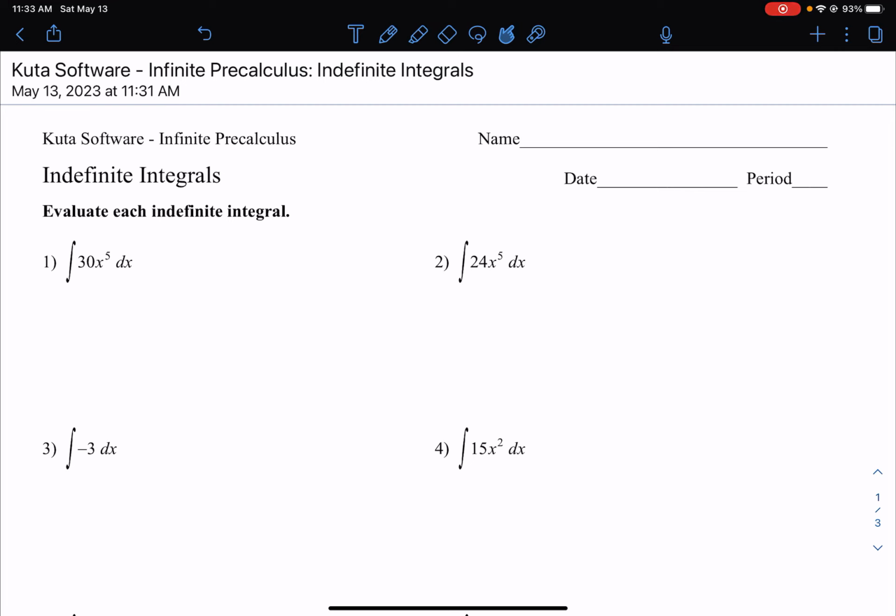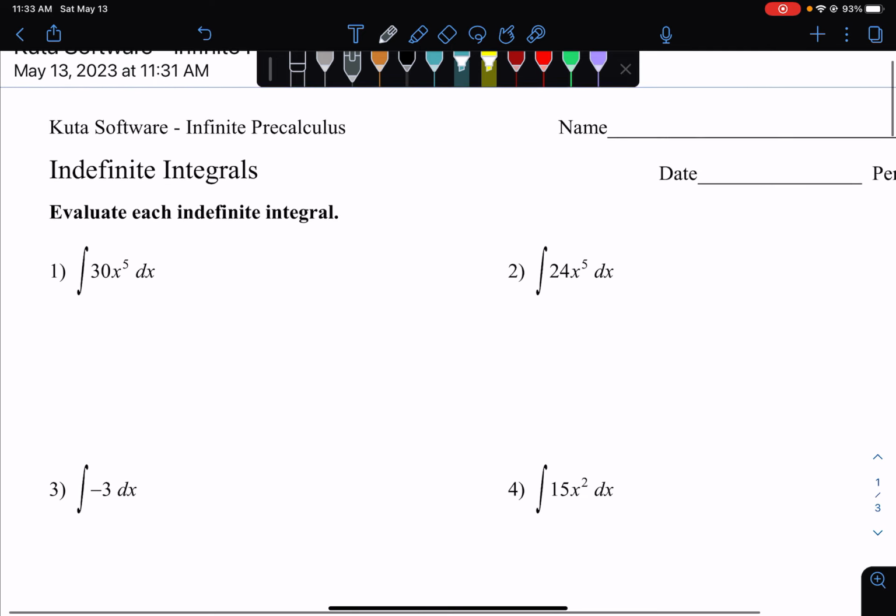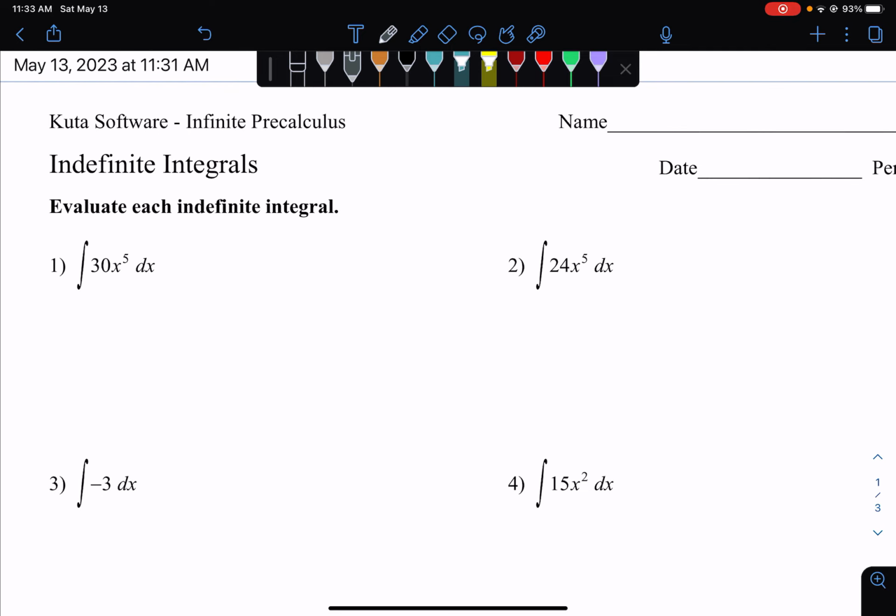In this video, we will be answering some problems on indefinite integrals. This is a worksheet from Kuta Software, particularly in the chapter of infinite precalculus. So yeah, we'll be answering them. In everything, there is one technique that we're supposed to apply. That's basically the opposite of finding the derivative of something.